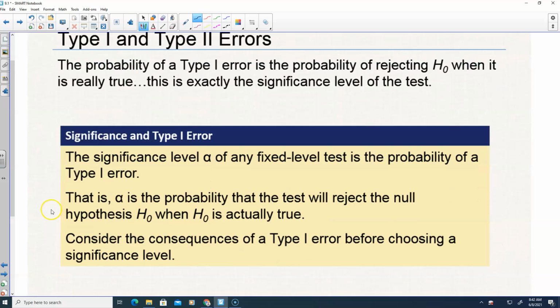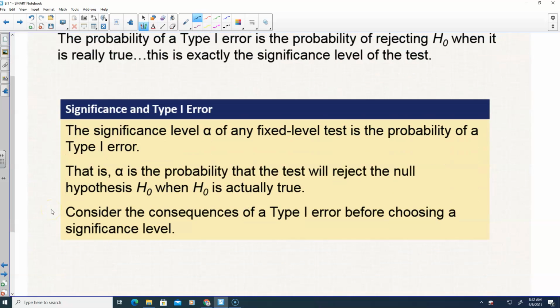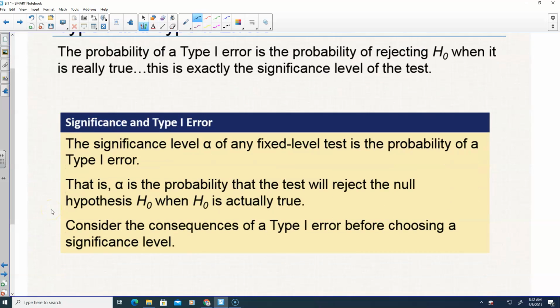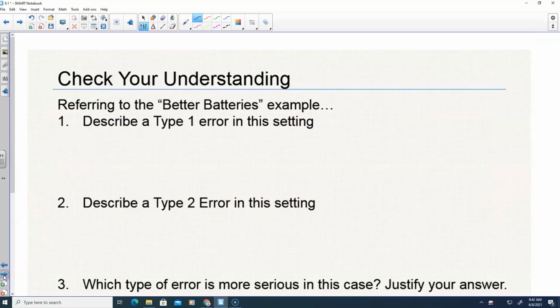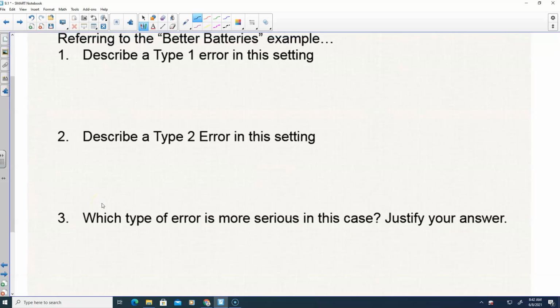The probability of getting a type 1 error is the probability of rejecting Ho, which is the significance level. So alpha, which is our significance level, is the probability of a type 1 error. That's the probability we get it wrong, that we rejected when we shouldn't have. So we always need to consider the consequences of these different errors when we choose a significance level, because there are times where we don't want to incorrectly reject.